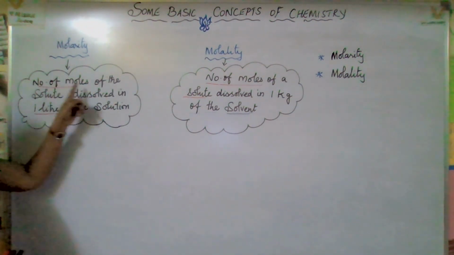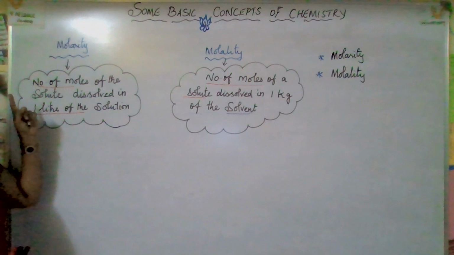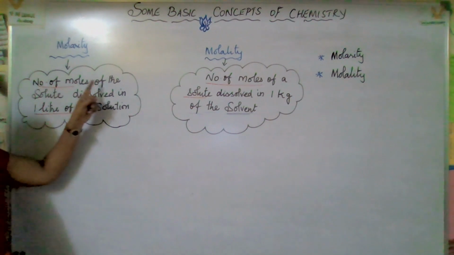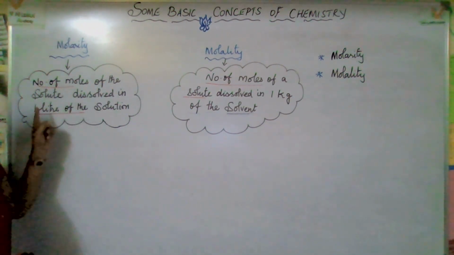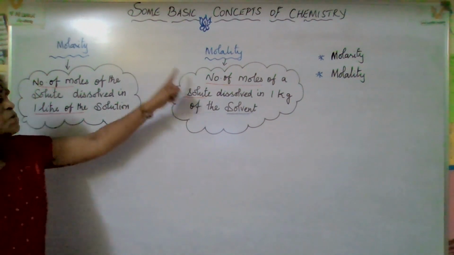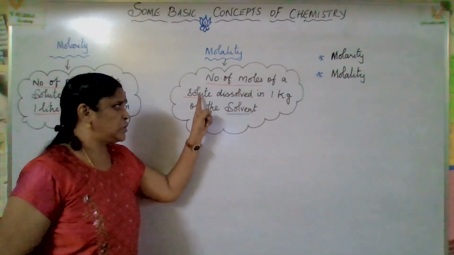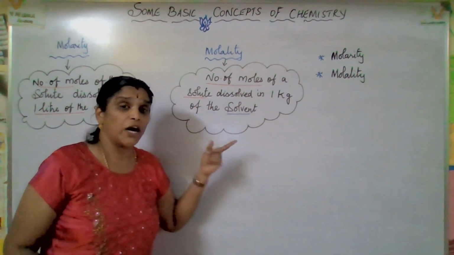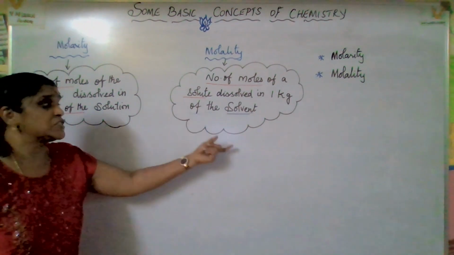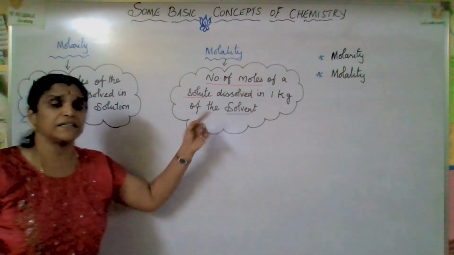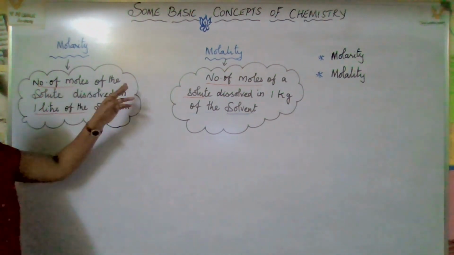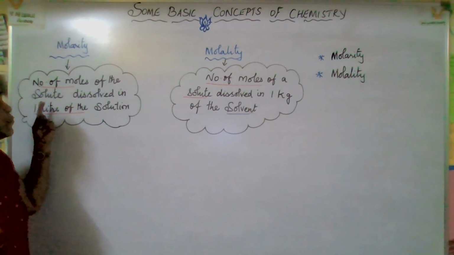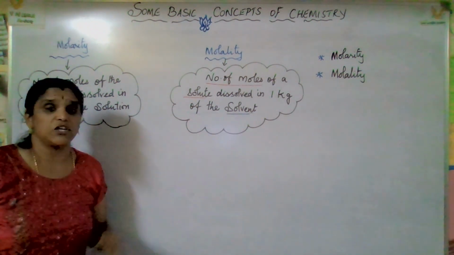Molarity is the number of moles of solute dissolved in 1 liter of the solution. Please note the point: number of moles of solute dissolved in 1 liter of the solution, whereas molality is the number of moles of solute dissolved in 1 kg of the solvent. Now I hope you got an idea about solution and solvent. Something is the same, something is different. The number of moles of solute is the same, but it is dissolved in 1 liter of solution for molarity, and in 1 kg of solvent for molality.